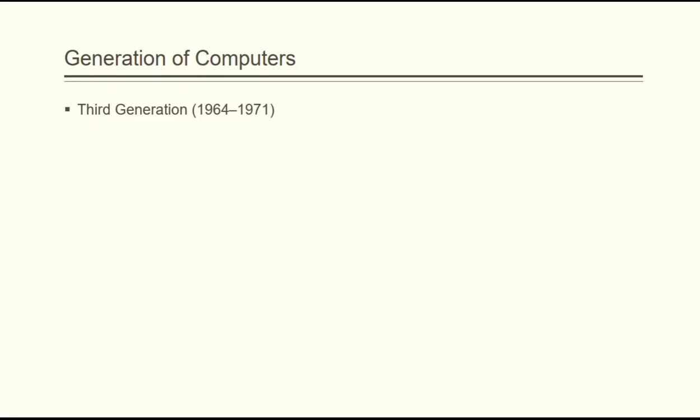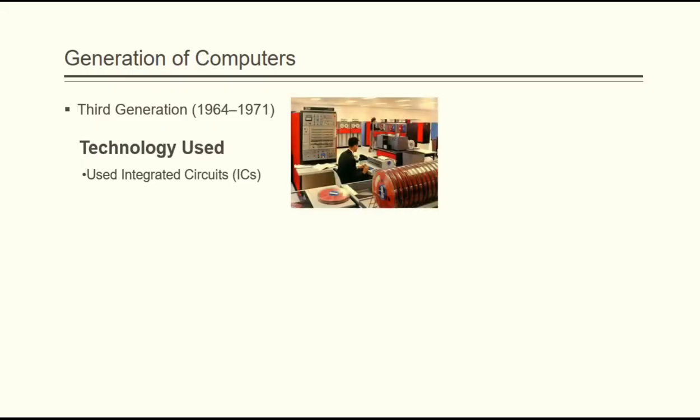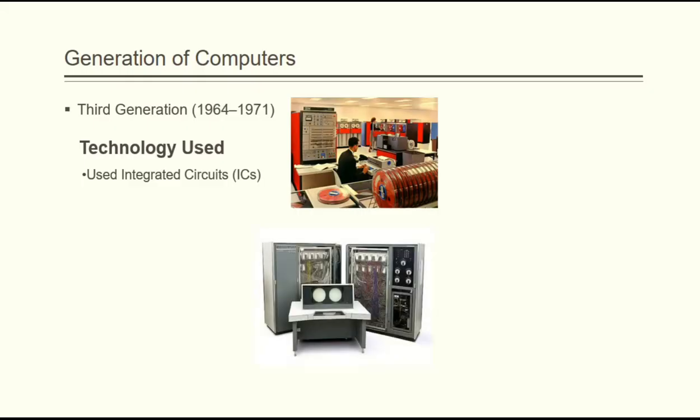Now, the next generation of computers is the third generation, which was from the year 1964 to 1971. At that time, the technology used was integrated circuits, or IC for short. And these are how some of the computers looked like in that era.